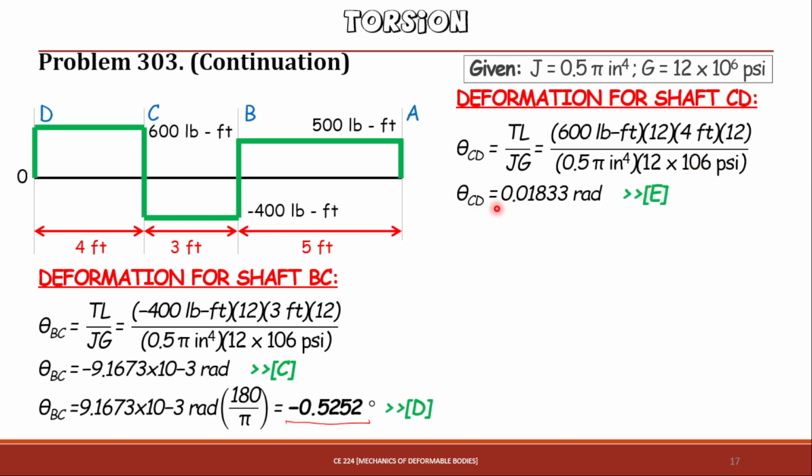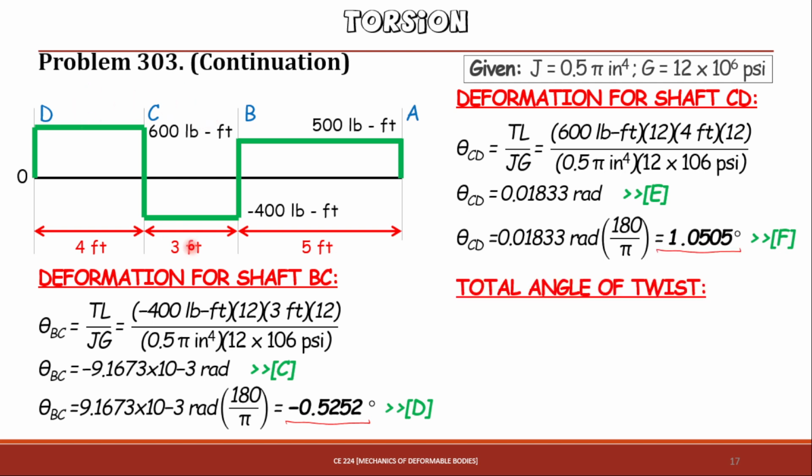We get our answer, 0.01833 radians. Again, always store it. Because this is in radians, let us solve for the angle of twist in degrees. We just multiply by the conversion factor 180 over pi, and then we get the value 1.0505 degrees. And we store that in F. Okay? So, we have obtained the deformation in shafts AB, BC, and CD.